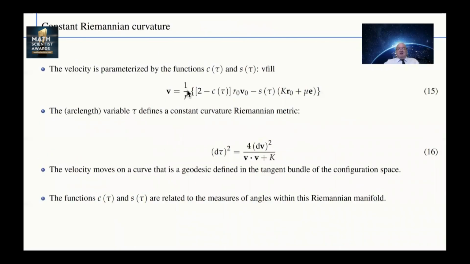This is the expression of velocity in constant Riemannian curvature space. This is the relation of metric in that Riemannian space, and the velocity of curve tangents as geodesic, defined in a tangent model in configuration space. The functions cosine and sine are related to the measure of angle in this Riemannian manifold.